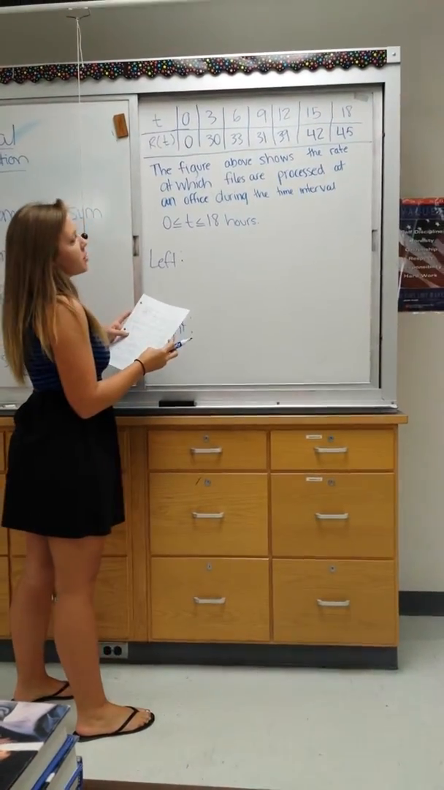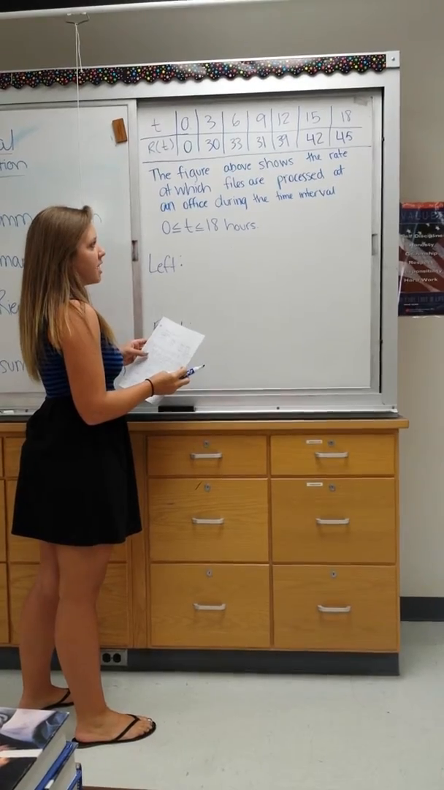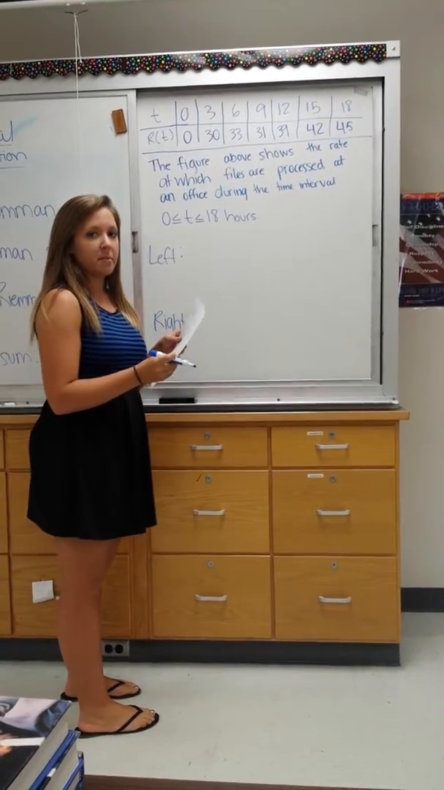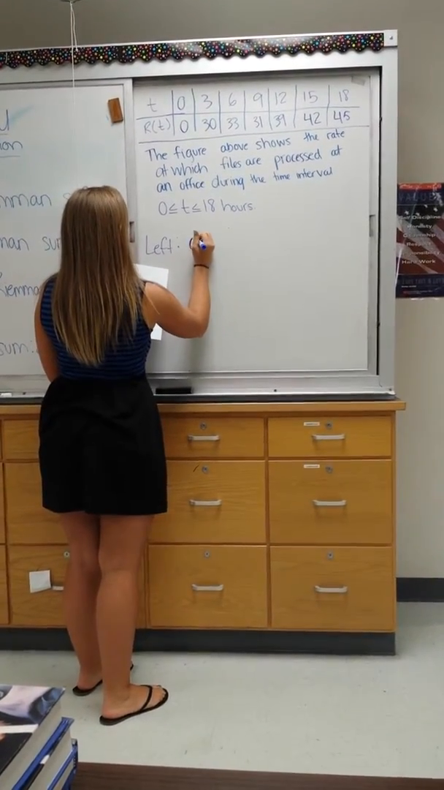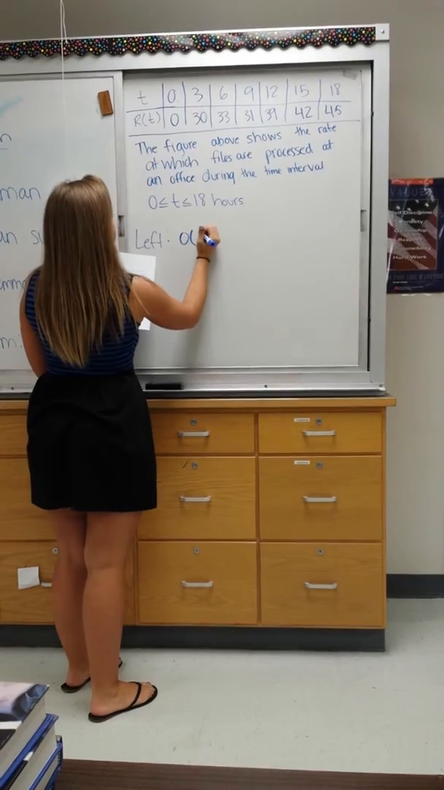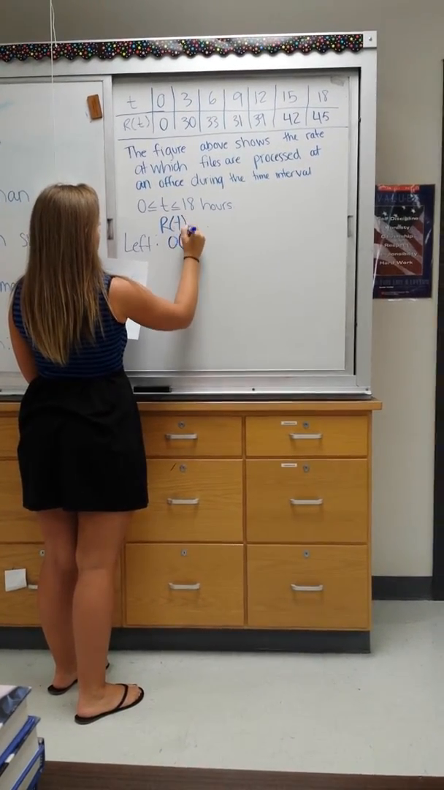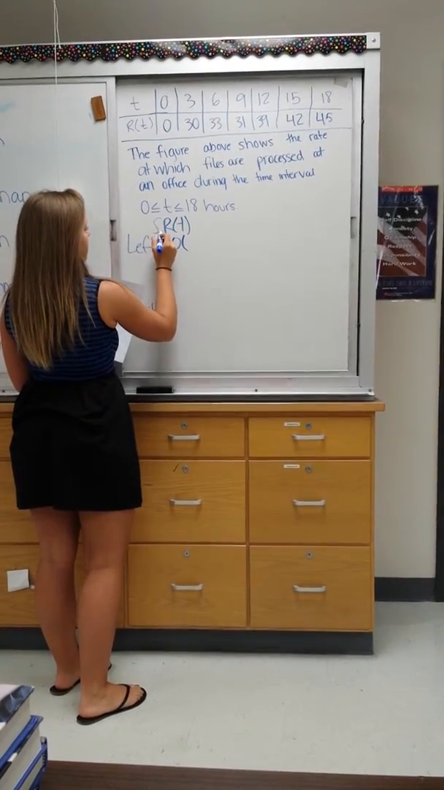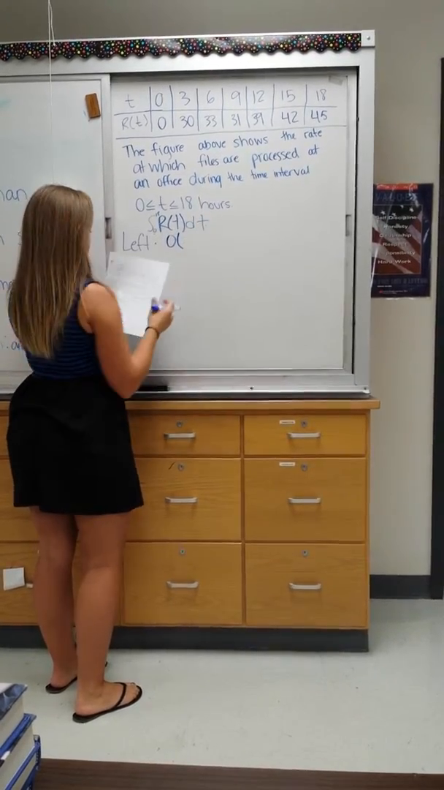The figure above shows the rate at which files are processed at an office during the time interval 0 to 18 hours. In order to do the left Riemann sum, you start with the 0. So you go 0, integral, of r of t. So we're going to take the integral of that, which is 0 to 18, and then it's dt because you're taking the antiderivative.